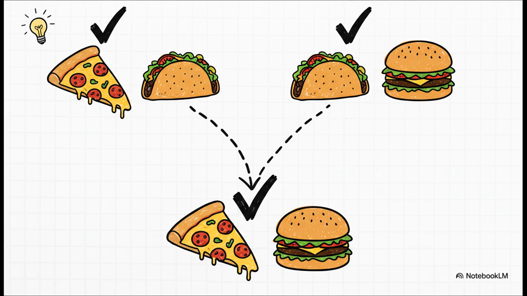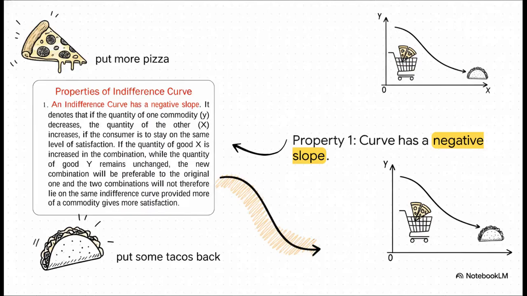This basically means that if you prefer basket A to basket B, and you prefer basket B to basket C, then logically you absolutely must prefer A to C, right? If pizza beats tacos and tacos beat burgers, then transitivity says pizza absolutely must beat burgers. It's just what keeps our economic models logical. With those assumptions in mind, let's break down the core properties of these curves.